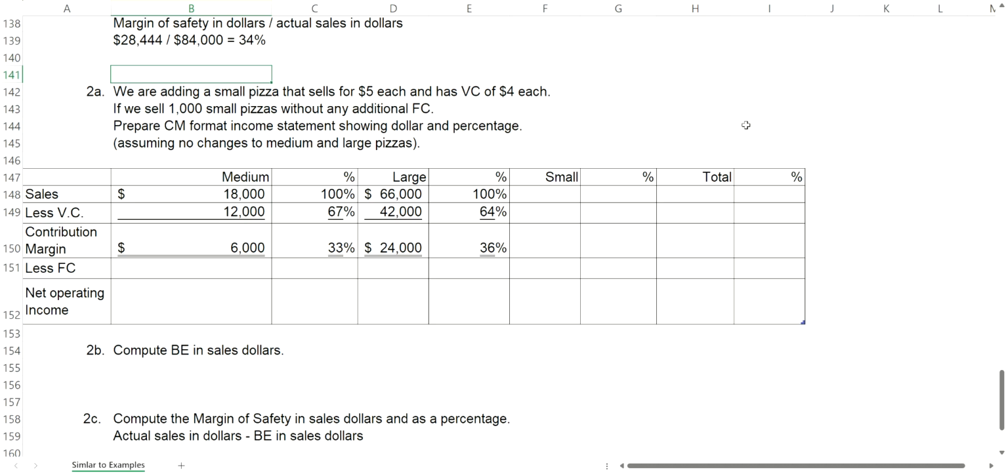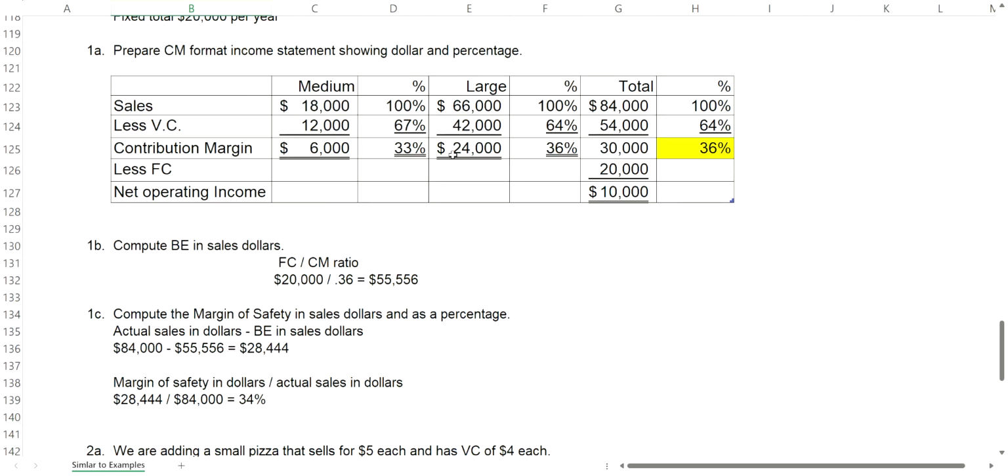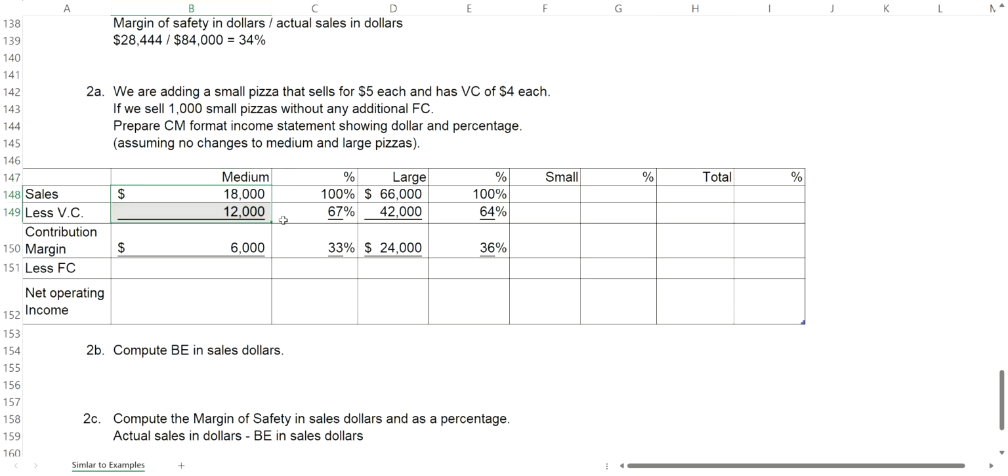Okay, let's go on to scenario 2A. We currently have medium and large pizzas. And what I did here is I just copied down from our previous calculations. I copied down the information as you saw in part 1 for the medium and large pizzas because it says that's not going to change. But we are going to add a small pizza to the menu. The small pizza is going to sell for $5 and has a variable cost of $4. If we sell 1,000 small pizzas without any additional fixed cost, prepare the contribution format income statement showing dollars and percentage.